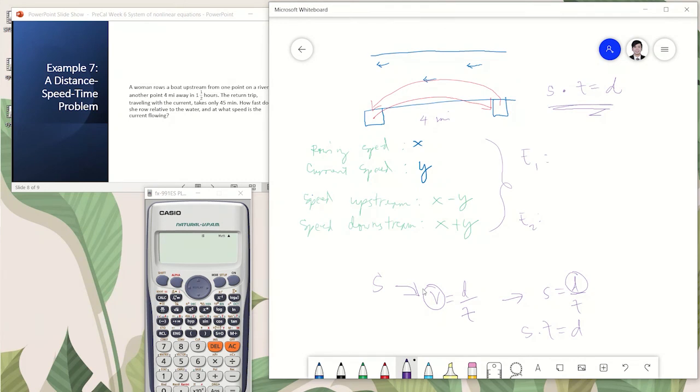So perhaps we can come up with our first equation when the woman goes to the other location, which is upstream. So the distance would be 4 miles. And then the speed is represented now as x minus y. And then the time is 1.5 hours, but it would be best if we write that in improper fraction. So 1.5 is 2 times 1 plus 1 over 2, which is 3 halves.